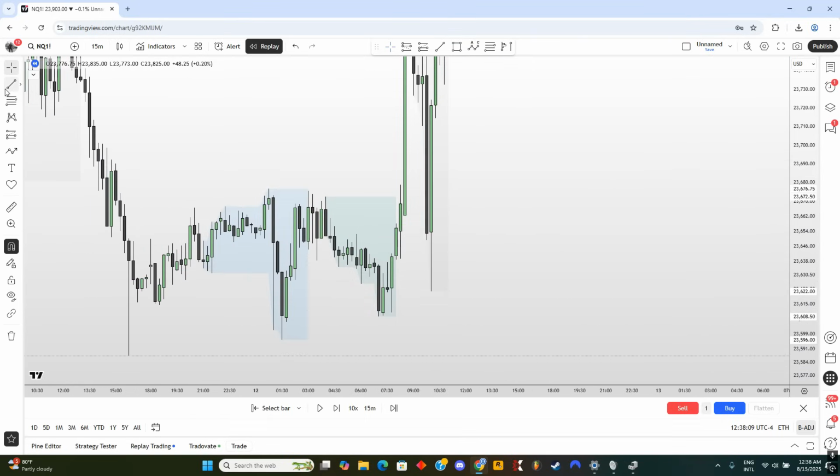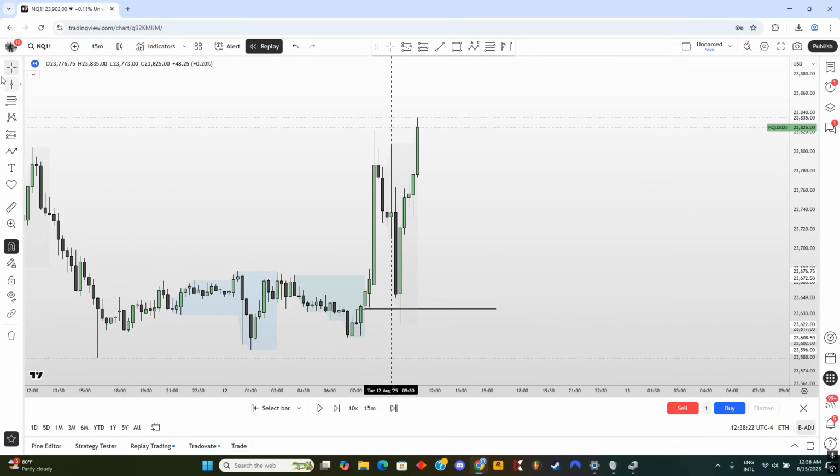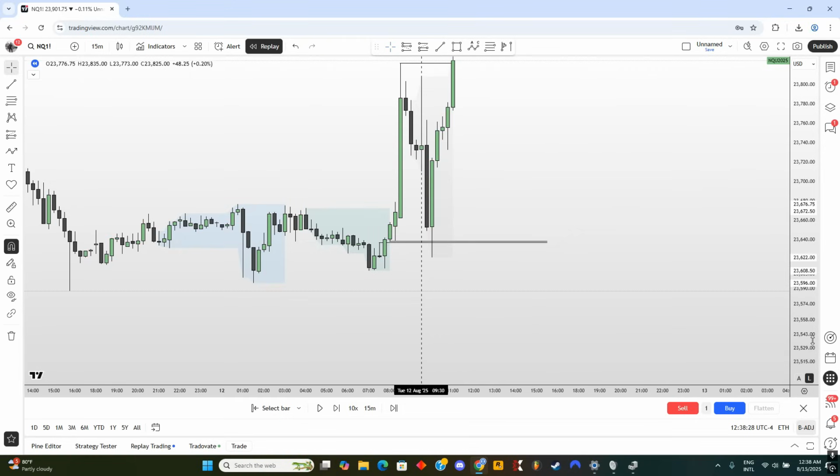So we had this fair value gap in the discount, the 15-minute fair value gap. And we're always trading after 9:30, so we're going to mark that out as well. So market opens and we leave behind these equal highs up here. That could have been your draw on liquidity. Now price tapped into this fair value gap.